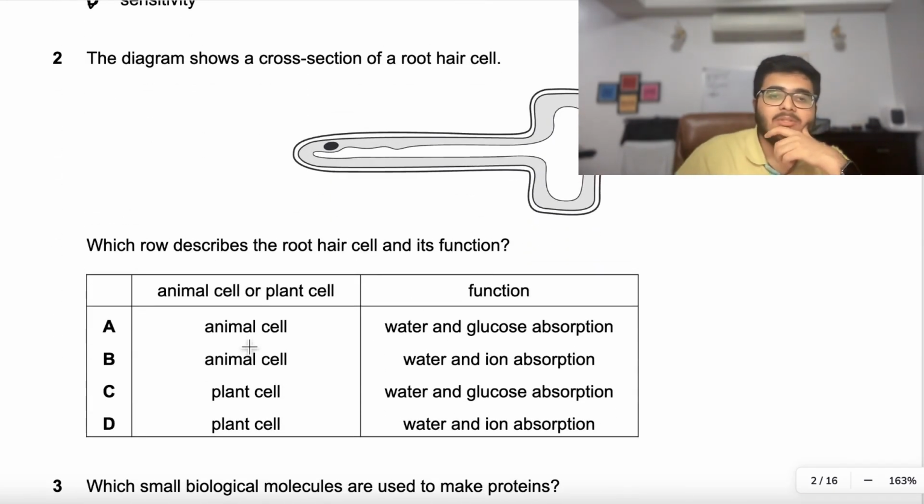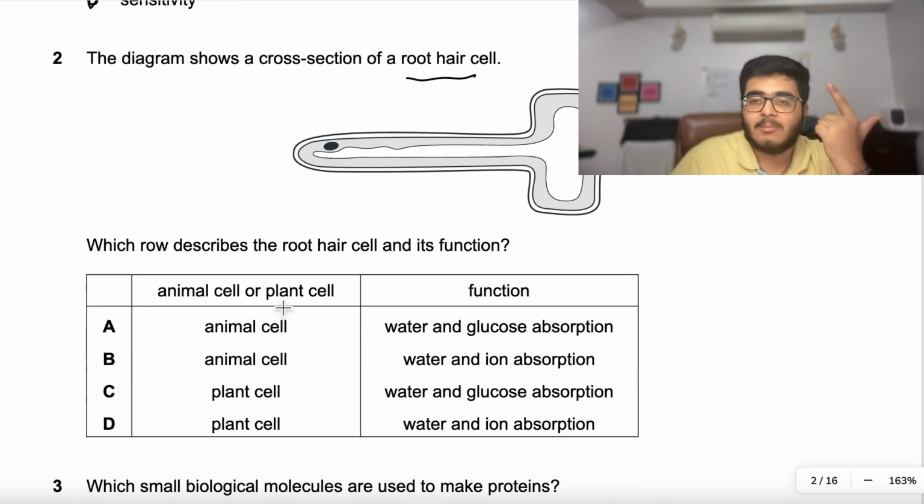Okay, now question 2 shows the diagram of a root hair cell. We need to talk about if it is an animal cell or a plant cell, and we also need to talk about its function. So we know that root hair cell is a plant cell. Why? Because it is there in the marine plants, the plants that are there in the water, or they can also be on the surface. These root hair cells, what is their role? Their role is to absorb water and ions.